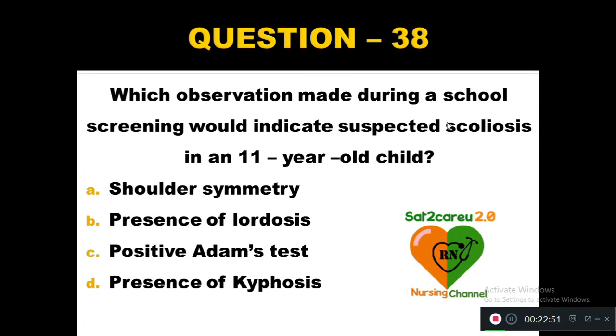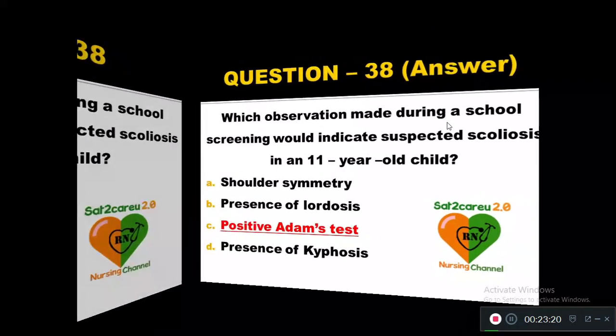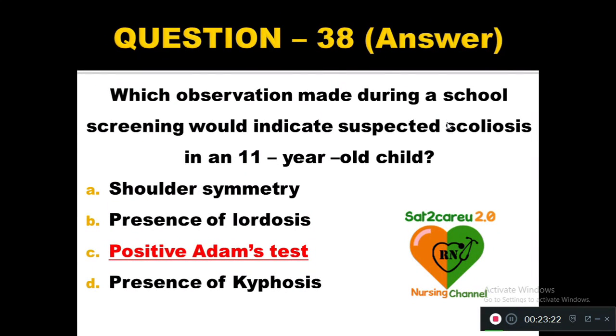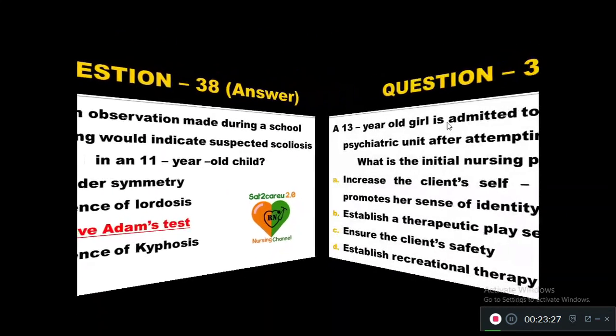Question number 38. Which observation made during a school screening would indicate suspected scoliosis in an 11-year-old child? Option A, shoulder symmetry. B, presence of lordosis. C, positive Adams test. And D, presence of kyphosis. For detecting scoliosis, the Adams test must be performed and it should be positive. Option C is right.